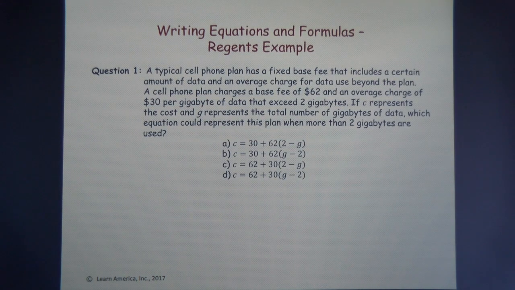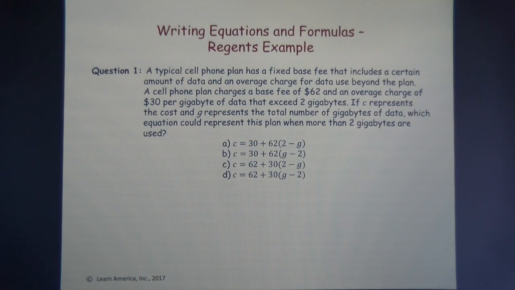Okay? Now here's one Regents question, a typical cell phone plan. I'd like to read this through. It has a fixed base fee that includes a certain amount of data and an overage charge for data used beyond the plan. A cell phone plan charges a base fee of $62. So that's a critical number, and an overage charge of $30 per gigabyte of data that exceeds 2 gigabytes. So that first 2 gigabytes is included in that base fee of $62, and you're going to pay for anything that's over those 2 gigabytes. C represents the cost, and G represents the total number of gigabytes of data. Which equation could be used to represent the plan if more than 2 gigabytes are used?